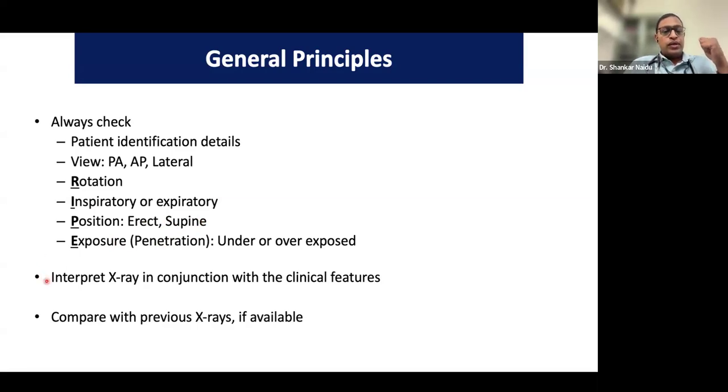And the next important point is to interpret the X-ray in conjunction with the clinical features. You should always correlate between the clinical findings and the X-ray findings so that a correct diagnosis is established. And sometimes patients, especially those who have a chronic disease, might have previous X-rays, and if they are available, it is always a good habit that we compare the changes that are happening with respect to the previous X-rays.